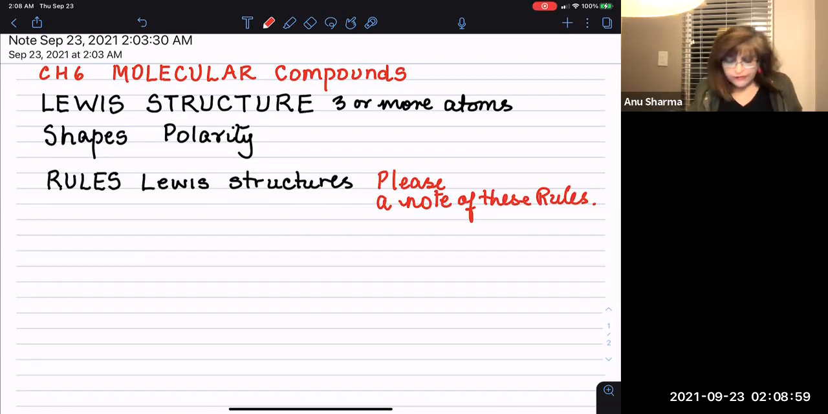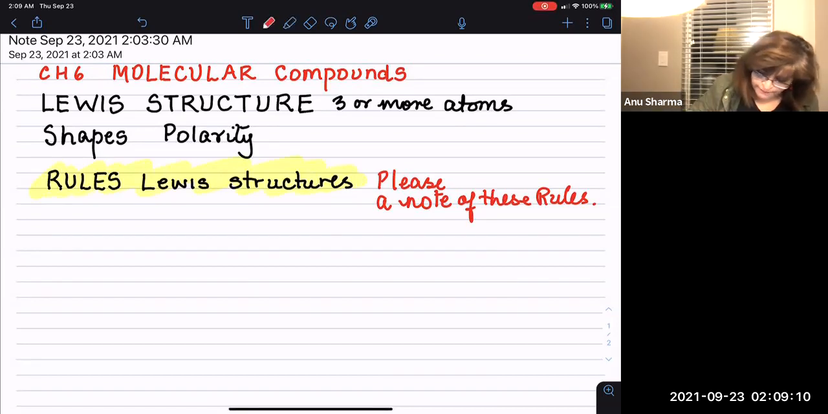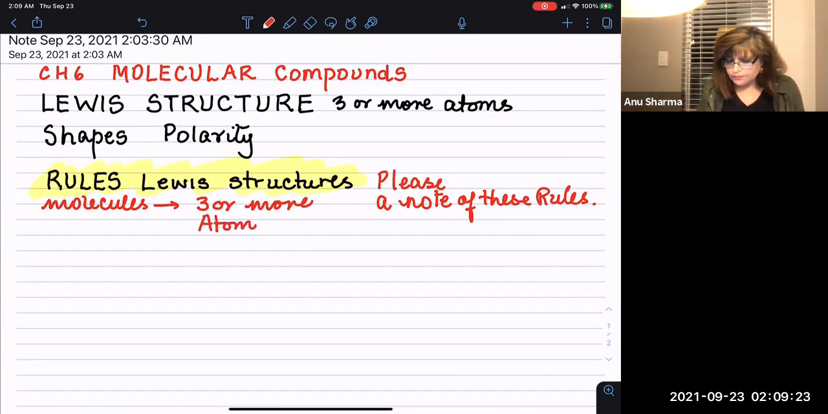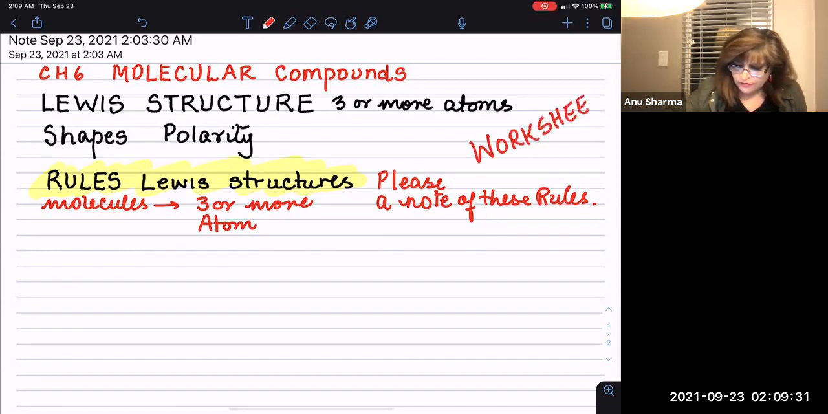Okay, so first of all, the important thing is that there are some rules that relate to the Lewis structures. And these rules are for the covalent compounds that contain three or more atoms. Now, these rules are not in the handout, so please make a note of these rules. However, on the worksheet, you will see them. So either way, if you don't want to make a note of it, use the worksheet as your reference. You can attach it to the handout, and that's fine.